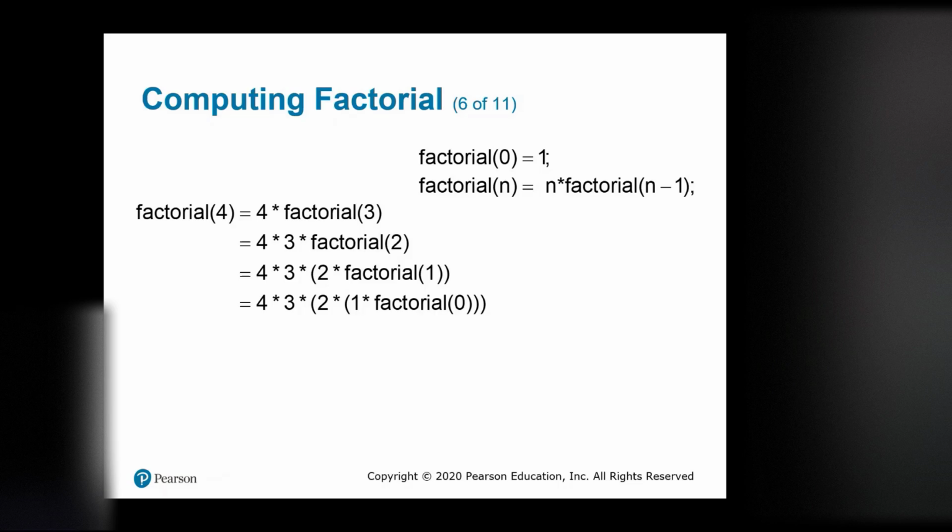Now we have reached the base case. So factorial 0 will return 1. So now we can calculate 1 multiplied by 1 first, and it is going to return the value 1. Then we are going to calculate 2 multiplied by 1, which will return the value 2. And now it will calculate the factorial of 4: 4 multiplied by 3 multiplied by 2, which is 24.